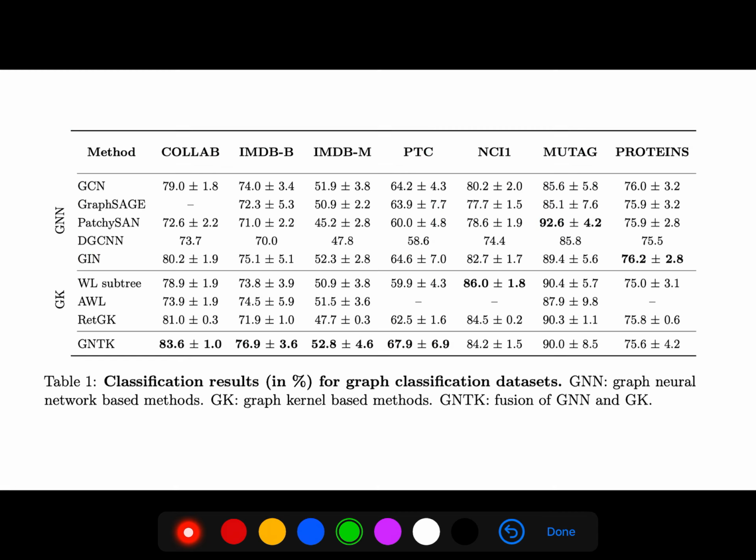So they did comparisons with different methods like GraphSage. They compared GraphSage with GNTK, or graph isomorphism with GNTK. And on different data sets like NCI1, because these are good for graph classification.